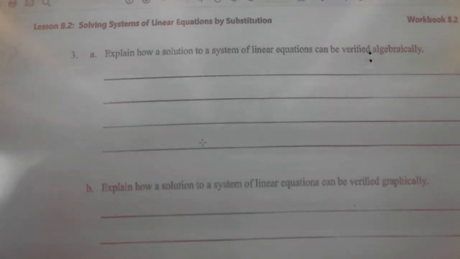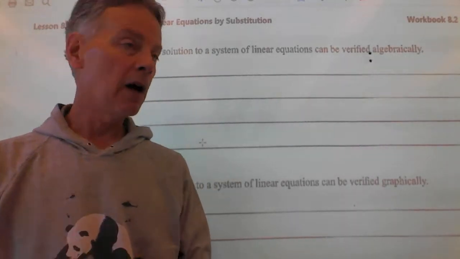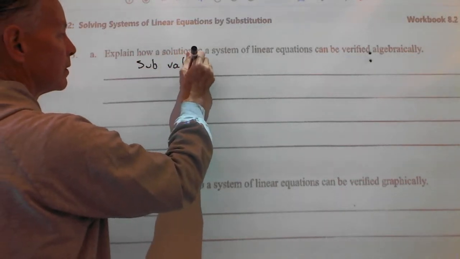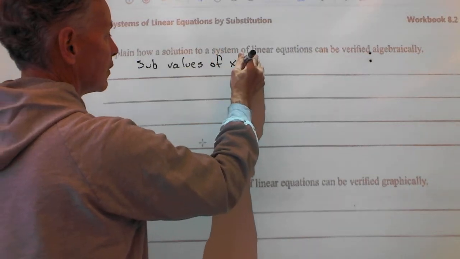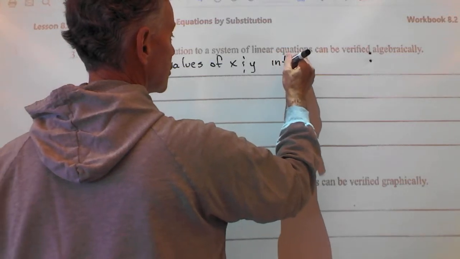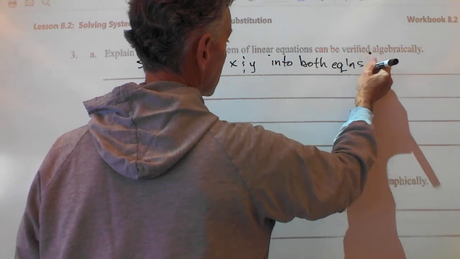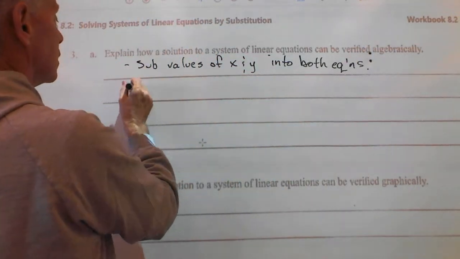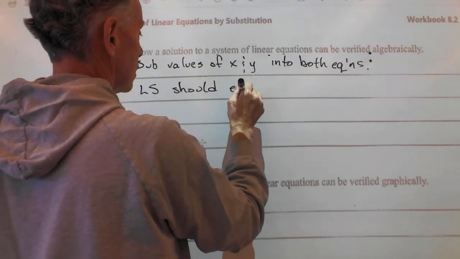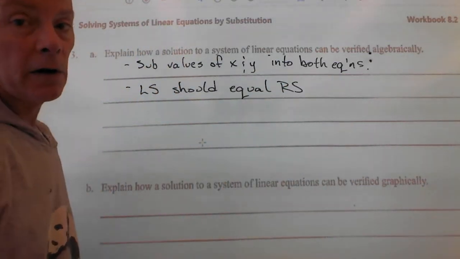Explain how a solution to a system of linear equations can be verified algebraically. Remember, we've done that a few times already. Okay. Sub values of x and y, or a and b, or whatever, into both equations, left side should equal right side. If it doesn't, you've made a mistake. Okay?